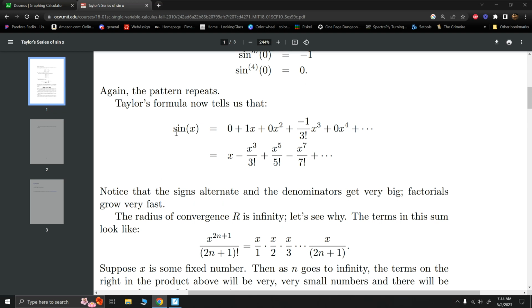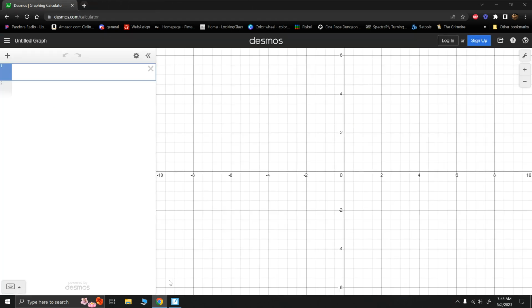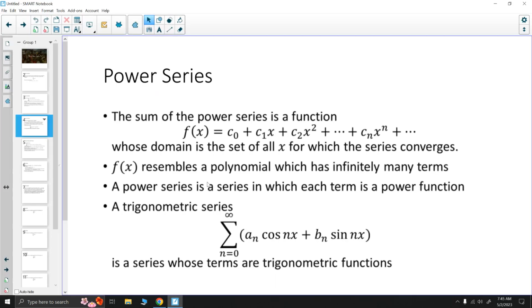But the big thing here is that even things that we've dealt with that we think, oh, those are really normal and not weird, like sine, can be described as a power series. Anyway, it's just one of those things that you'll see in higher level math and whatnot. Okay. So f of x resembles a polynomial that has infinitely many terms, again. A power series is a series in which every term is a power function. That is, again, a power function being a function of x to some power. We also have these things that are called trigonometric series.